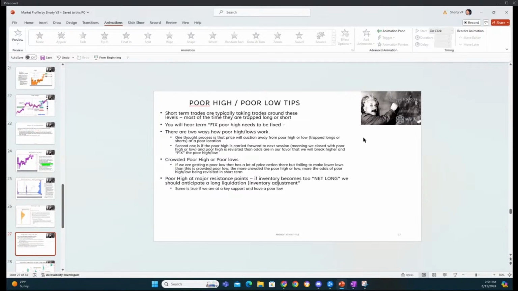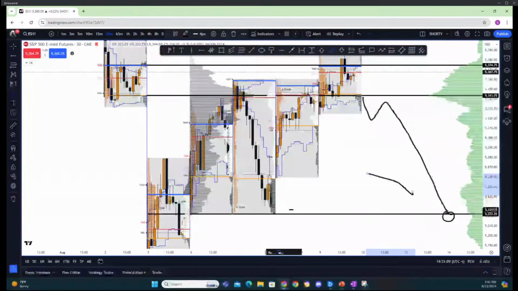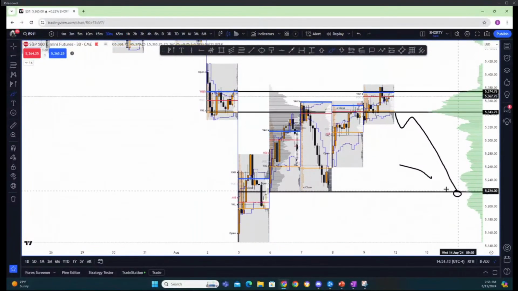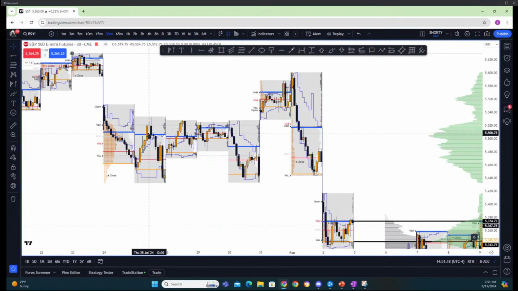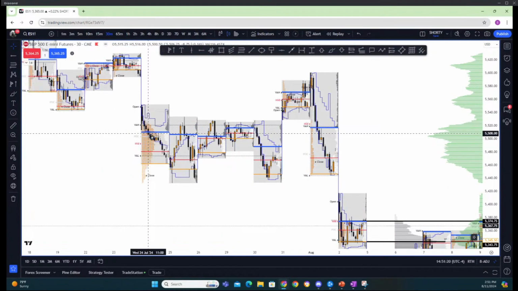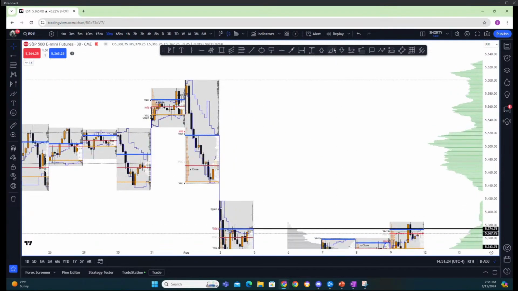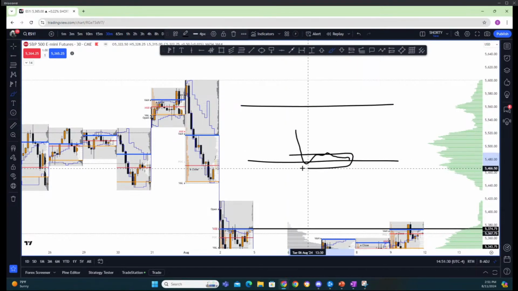So I've mentioned it a few times, maybe with different verbiage. When you have a high or a low that's crowded, meaning there's a lot of price action happening at the highs or lows of that day, typically they will auction away from it. Say this is the top and they're trading like this: what do you think the market participants are doing here?